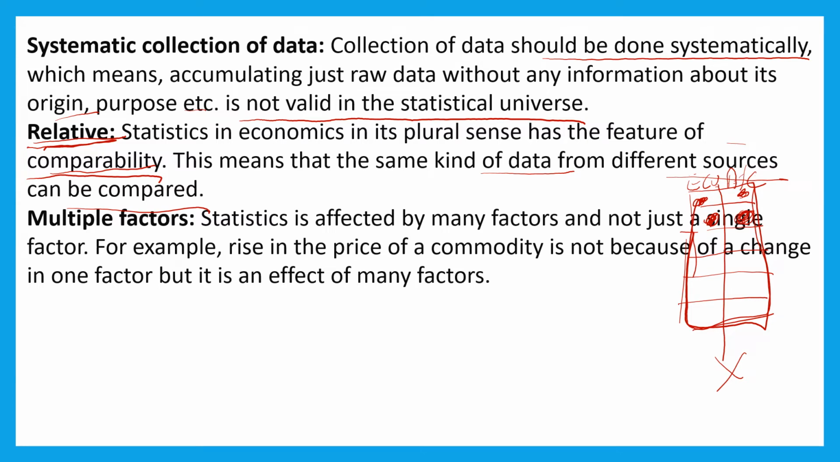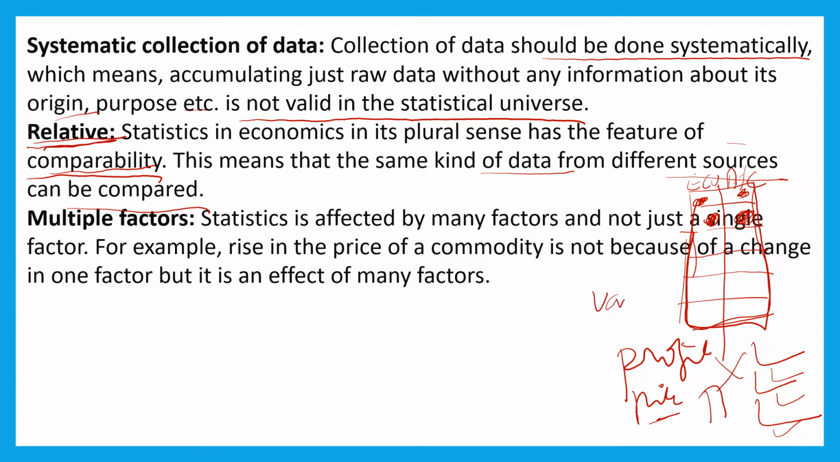Multiple factors. That means whenever anything happens, for example when your profit falls, there may be so many reasons. Or when the price of a product increases, there will be so many reasons for the increase in the price. So any fact or variable changes, and that change takes place due to multiple factors.